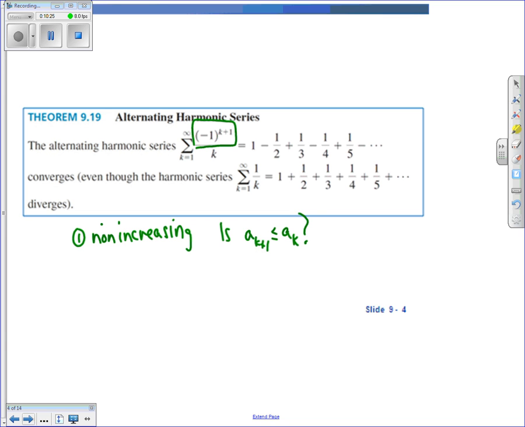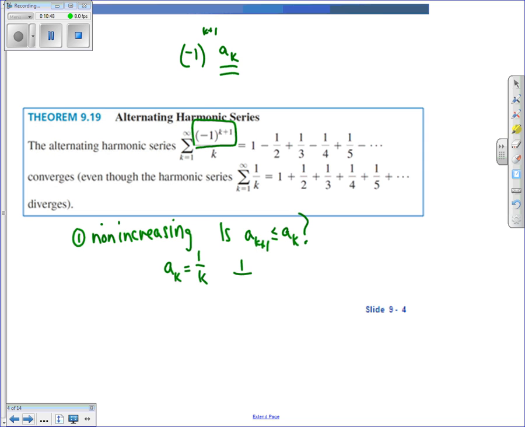Okay? Now look at the a sub k. In this particular series, a sub k is 1 over k. Don't take the negative 1 part of it with the a sub k. The form of the series is minus 1 to a power, k or k plus 1, times a sub k. So a sub k is the part without that minus 1 term. Okay, so the a sub k here is 1 over k.